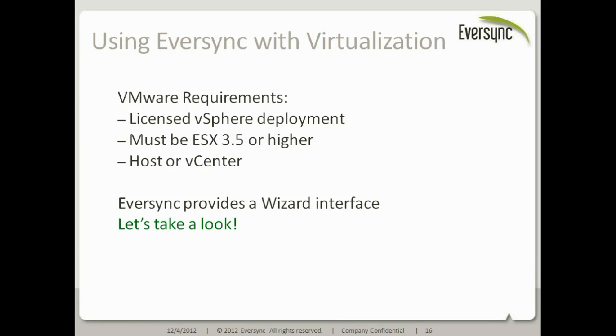For the VMware integration, you need to have a licensed vSphere deployment. The trial version of ESX doesn't provide some of the APIs we need. It needs to be at least ESX 3.5, although some features require ESX 4, and I'll get into that in a second here. And we can talk to the individual hosts, or if you have it, vCenter, which enables a few features. So let's have a look at that.